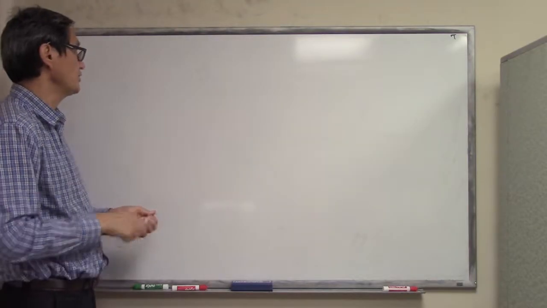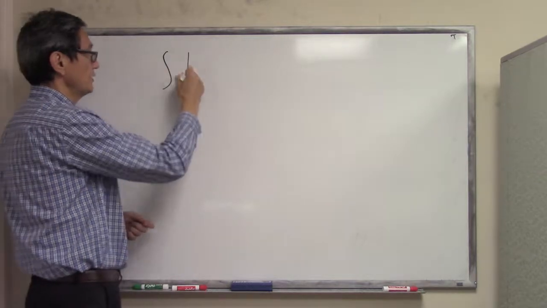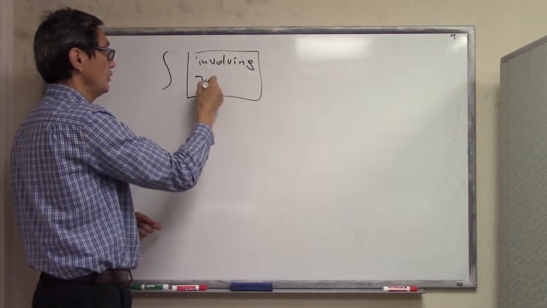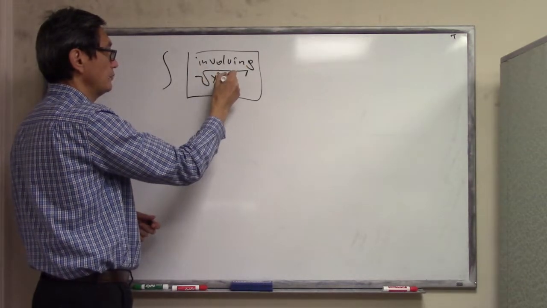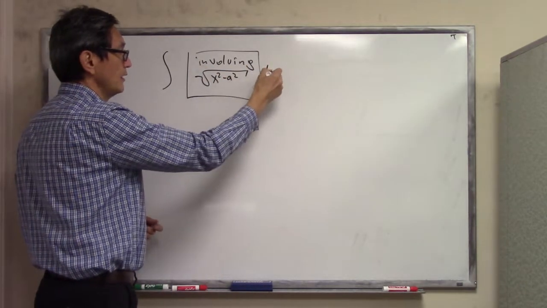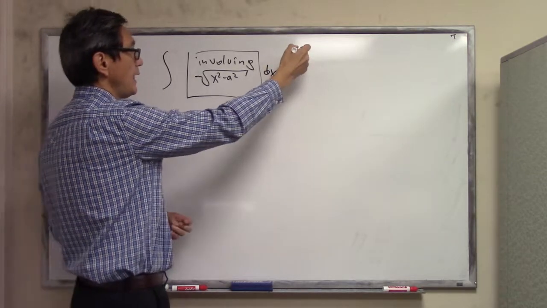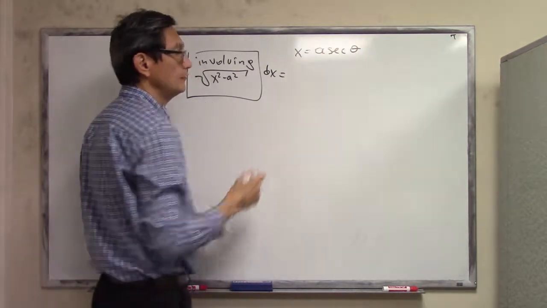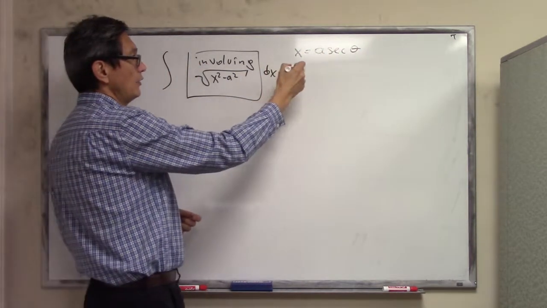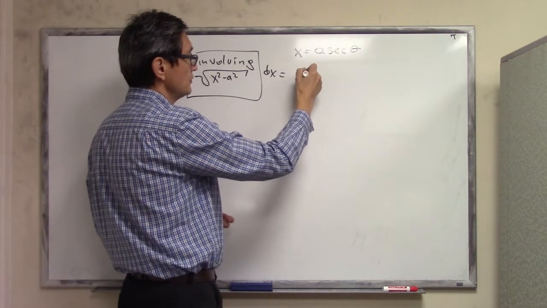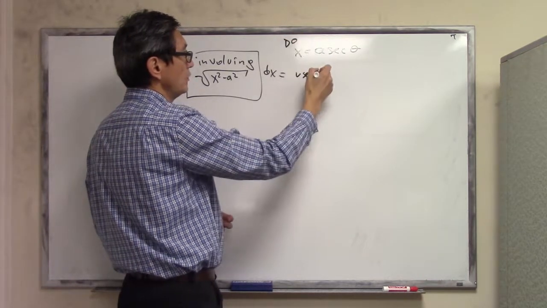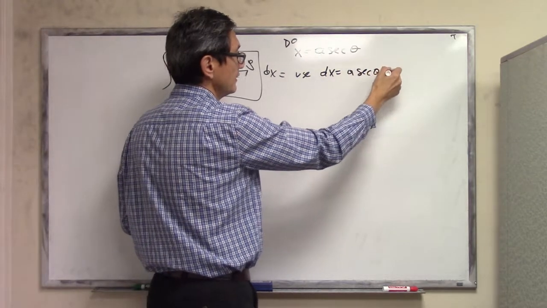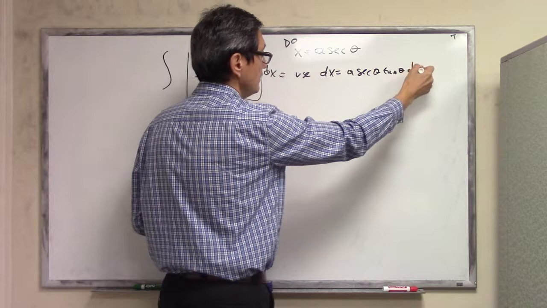If we want to calculate the integral of an expression which involves something with the square root of x squared minus a squared, we do the substitution x equals a secant theta. Now we're going to use dx equals a secant theta tangent theta d theta.